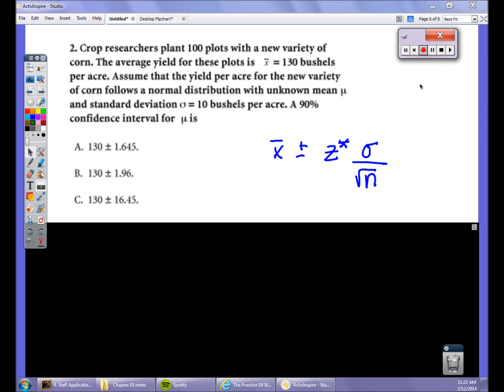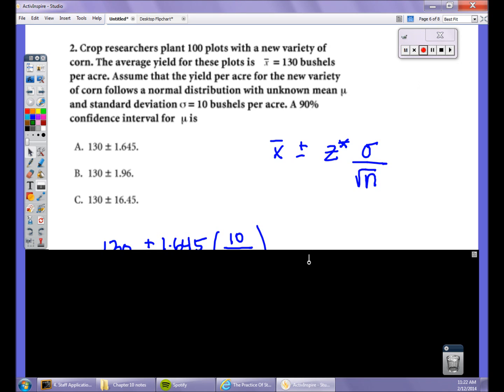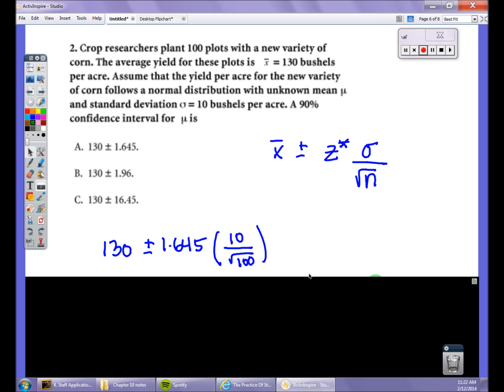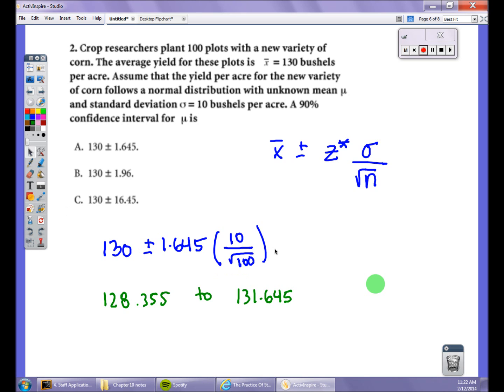Your formula for confidence intervals is x bar plus or minus z star multiplied by sigma over root n. As a reminder, everything after the plus or minus is your margin of error. By plugging everything in, I have an x bar of 130 plus or minus the z star from the table. Standard deviation was 10, given to you in the original problem, divided by the square root of the sample size of 100. And when I calculate, I will get 128.355 to 131.645.